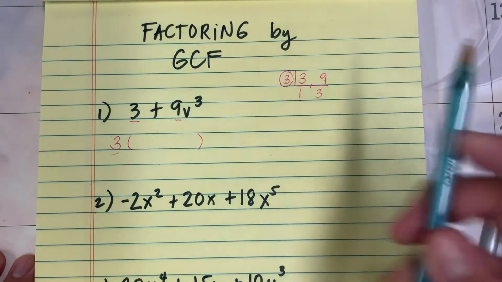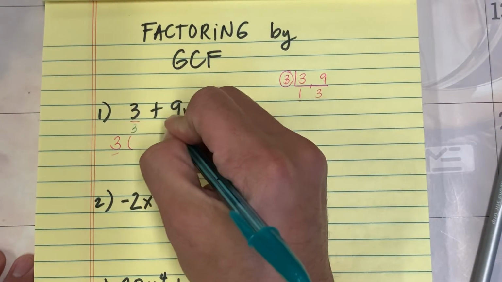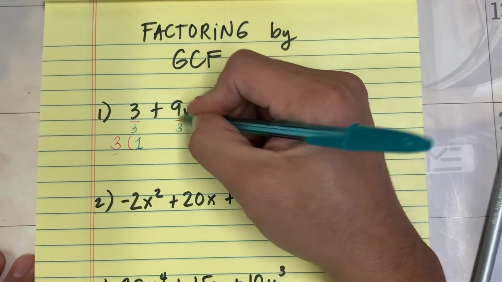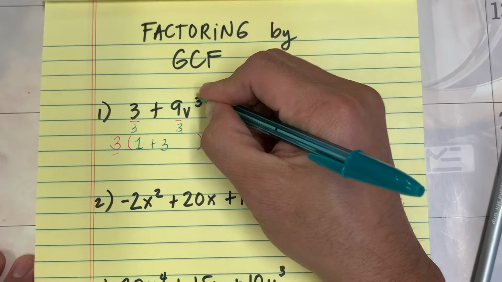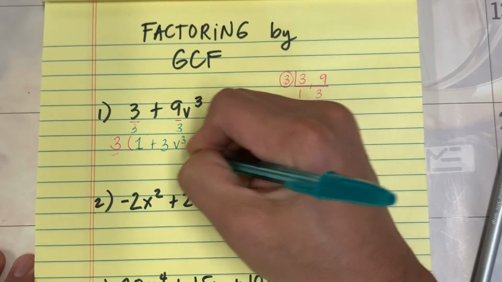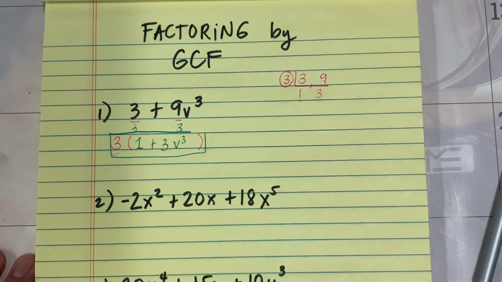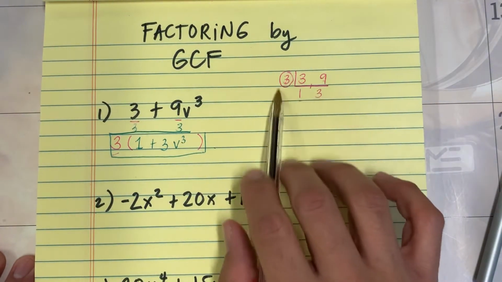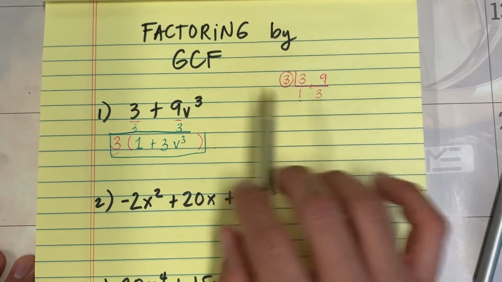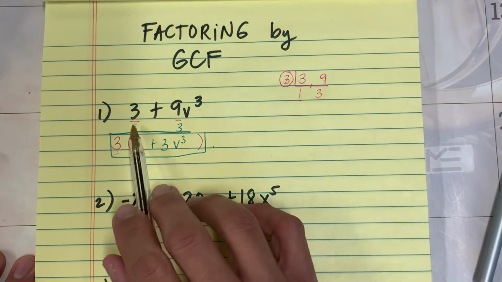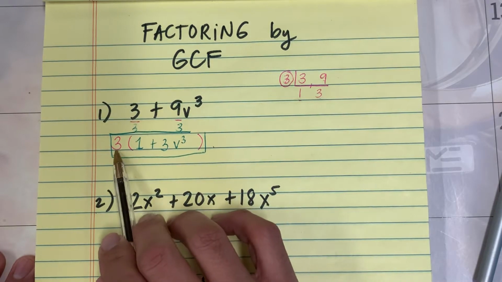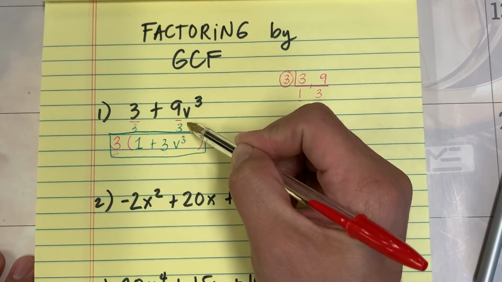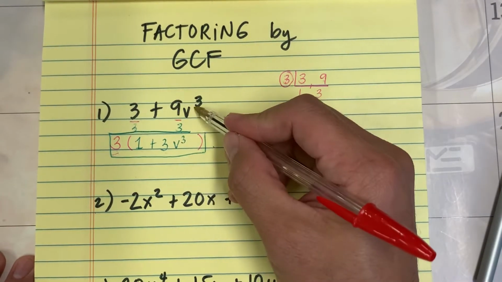Or the easier way that I showed to other classes: I divide each term by the GCF. What's 3 divided by 3? 1. 9 divided by 3 is 3. Since there's no other v, just copy the v cubed, and that's the answer. So again, let's repeat what happened. I find the GCF between 3 and 9 using the middle school ladder way. Once I learn the GCF is 3, I divide each term by 3. So 3 divided by 3 is 1, 9 divided by 3 is 3. And if there's no other variable, just copy the v cubed.